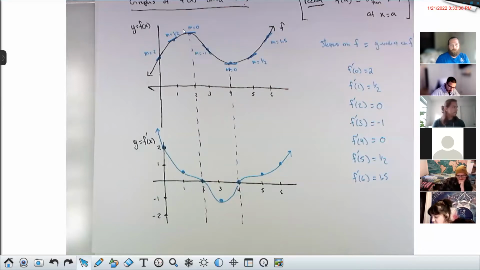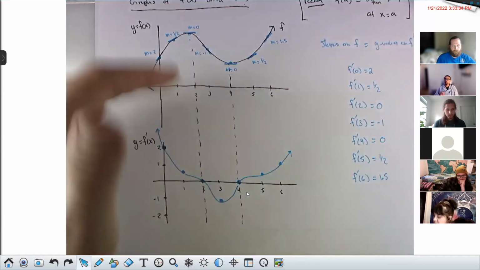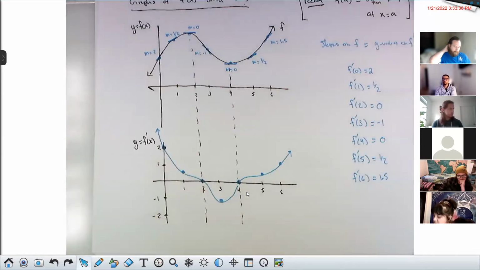You notice that the local max here on the original is associated with an x-intercept here on the derivative. That's a big deal. That the local min here on the original is associated with another x-intercept on the derivative. That's also a big deal. Many, many things you can start to think about once you have this picture in mind. And that's pretty much all the homework problems I gave you from 2.8: thinking about graphs like these, matching one with the other, that sort of thing.